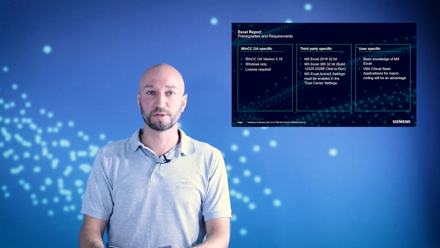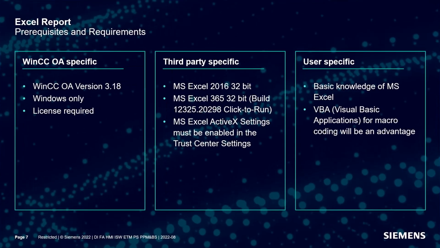Excel report is available in WinCC OA since the initial version 3.0. Related to the fact that Excel is a Microsoft product, we have to deal with WinCC OA running only on Microsoft platforms. To use it, an OA license is required. Currently, 2 versions are officially supported. Important here, only 32-bit support. In any case, ActiveX settings must be enabled in the Trust Center. From the user perspective, basic knowledge of Microsoft Excel and VBA skills can be an advantage.